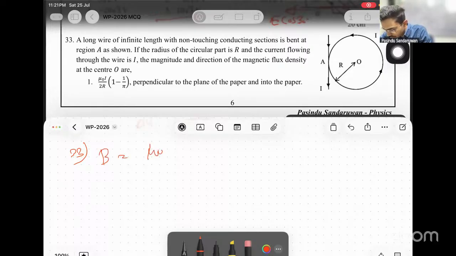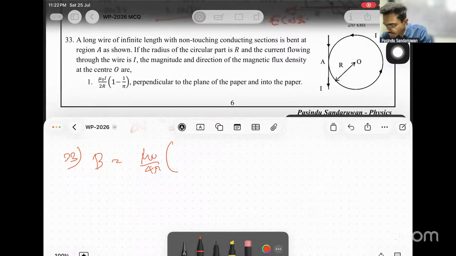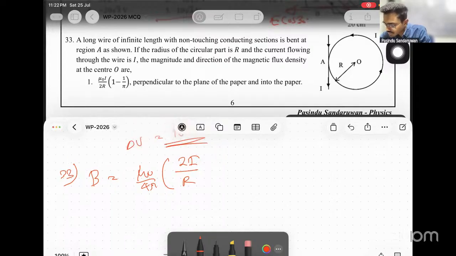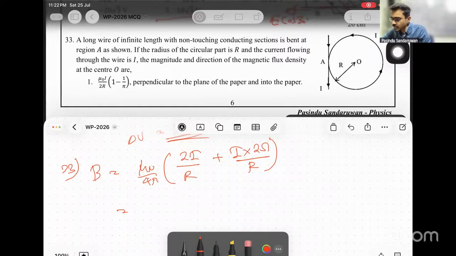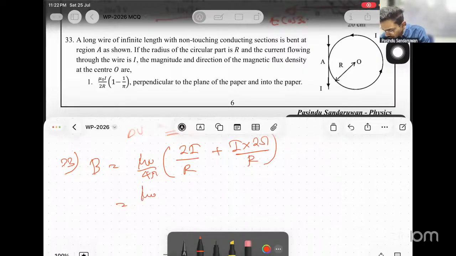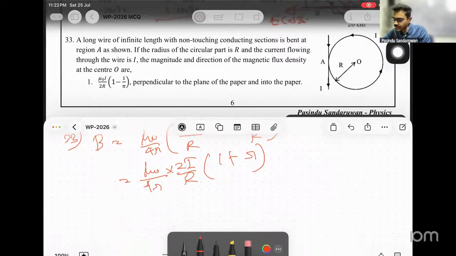Then B equals mu naught over 4 pi. From a linear conductor, we know this is written as 2I over R, and from a circular conductor, that is written as I theta over R. Theta here is 2 pi. Now 2I over R is common. Take it out. Then mu naught over 4 pi, 2I over R is common, then 1 plus pi remains inside.